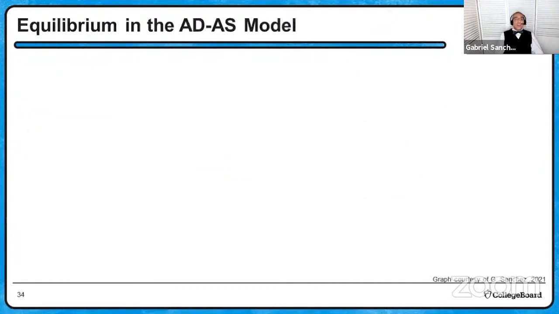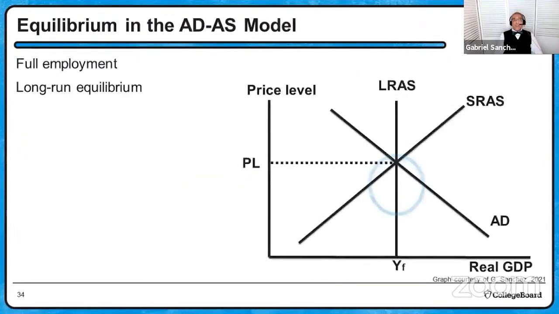We also looked at the 3 equilibrium points of the economy. It can only be in one of 3 places. 1, long run equilibrium, full employment. As we can see here, long run, short run, aggregate demand, 1 equilibrium right here, full employment, there we are. So that's one state of the economy.